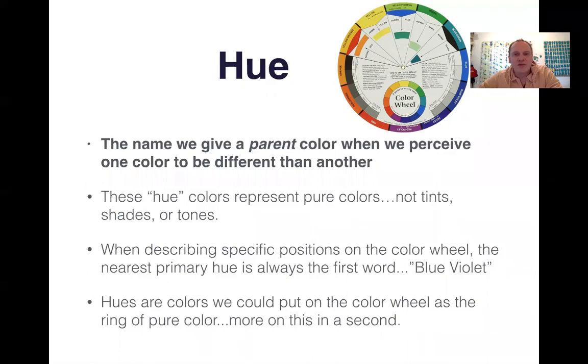And I already mentioned that when we're talking about secondaries or tertiaries, secondaries are just their name, so green, orange, and violet. When we talk about tertiaries, we always put the primary color's name first. So red orange instead of orange red.